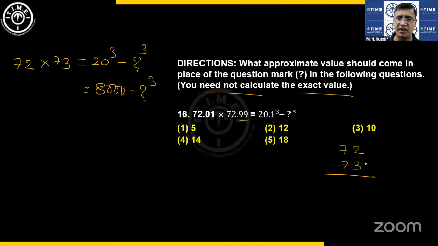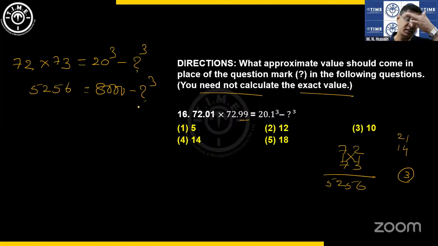72 into 73. 2 into 3, that is 6. Now by doing cross multiplication, 7 into 3, 21 plus 14, that is 35. 3 carry forward. 7 into 7, 49. 49 plus 3, 52. So what is the result? 5256 is the product of 72 and 73.